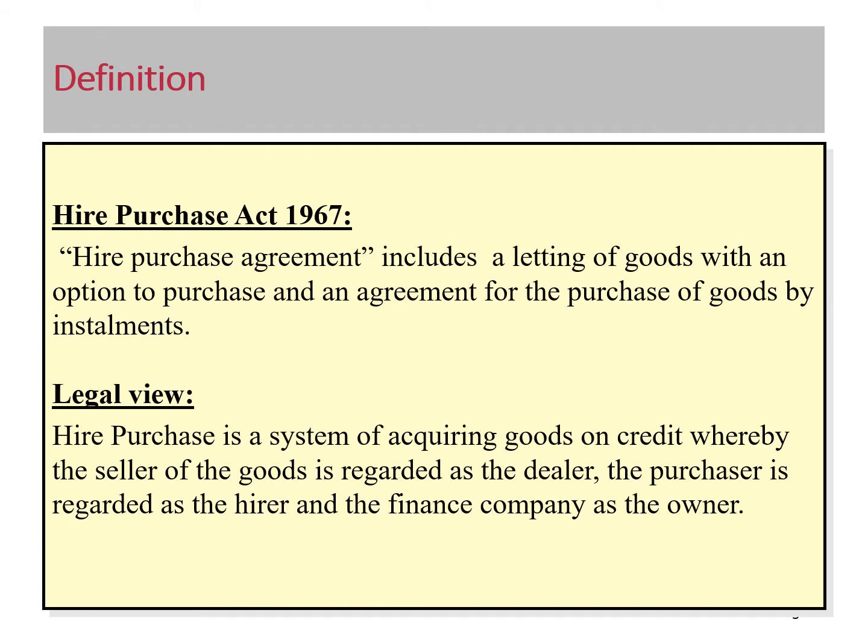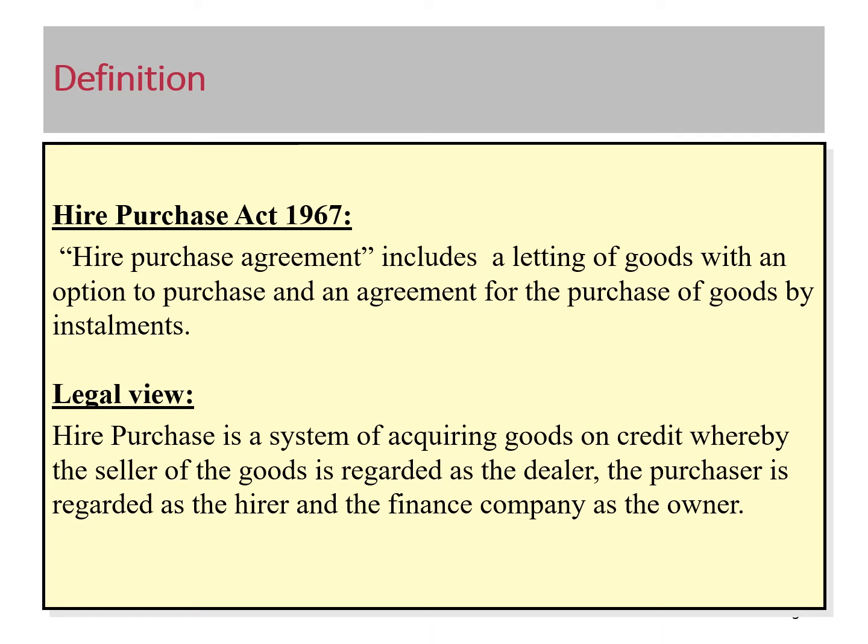So there is an act that governs hire purchase transactions. If you check the Hire Purchase Act 1967, it states that hire purchase agreements include a letting of goods with an option to purchase and an agreement for the purchase of goods by installment. Okay, so that is the definition of what a hire purchase agreement is.